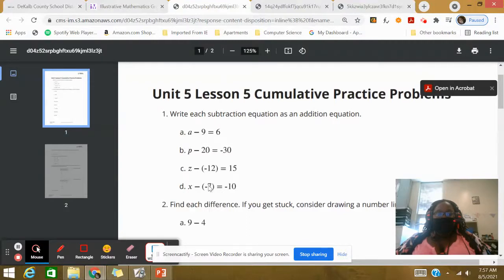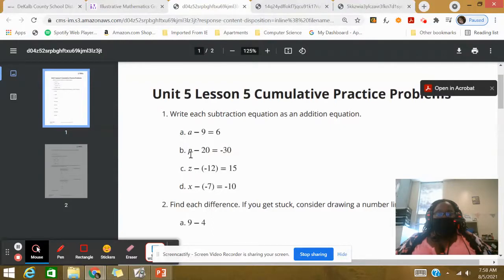Now, there are a couple of ways to do this. For the first example, we have a minus 9 is equal to 6. So one way you can write this is a plus a negative 9 is equal to 6. Or you can literally rearrange these two and write it as negative 9 plus a is equal to 6. And you'll do the same thing for these other equations.